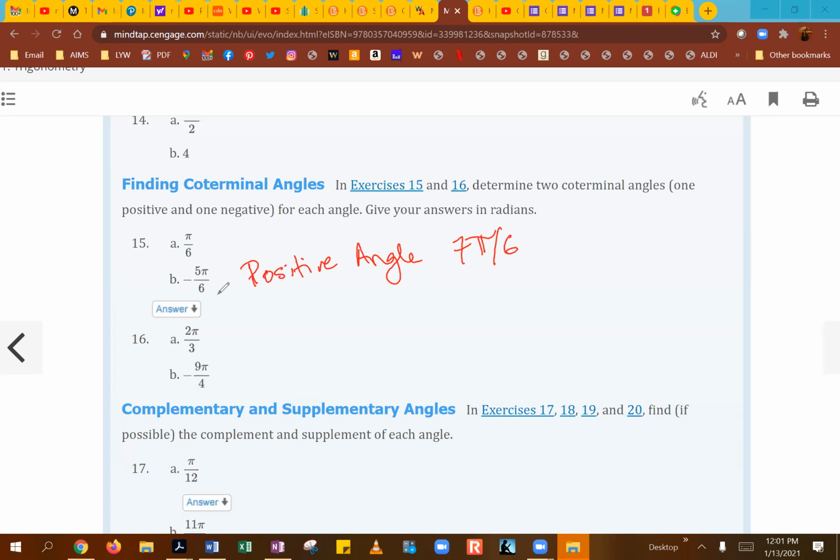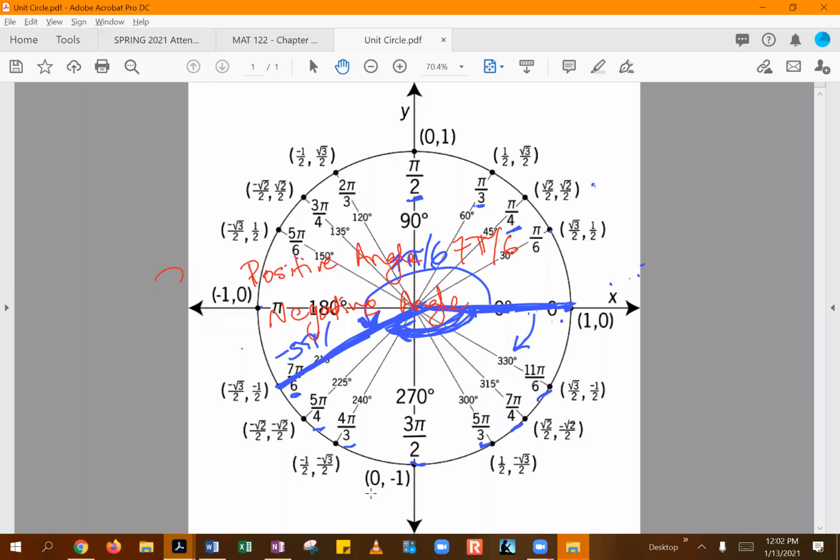And then they want one negative angle. And of course, we're looking at 15b over here. So what would your suggestion be? I'll go back to our circle here in a minute. But for the negative angle, what can we choose as our coterminal angle? Because you have to go in the clockwise direction to get a negative angle. So what angle can we use to get a negative coterminal angle?